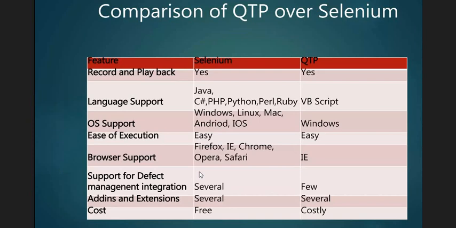You can see here Selenium supports multiple languages like Java, C Sharp, PHP, Python, but QTP only supports VB scripting. And also we can see the operating system support is more in Selenium, and browser support is also more. And Selenium is free to use, but QTP is costly.